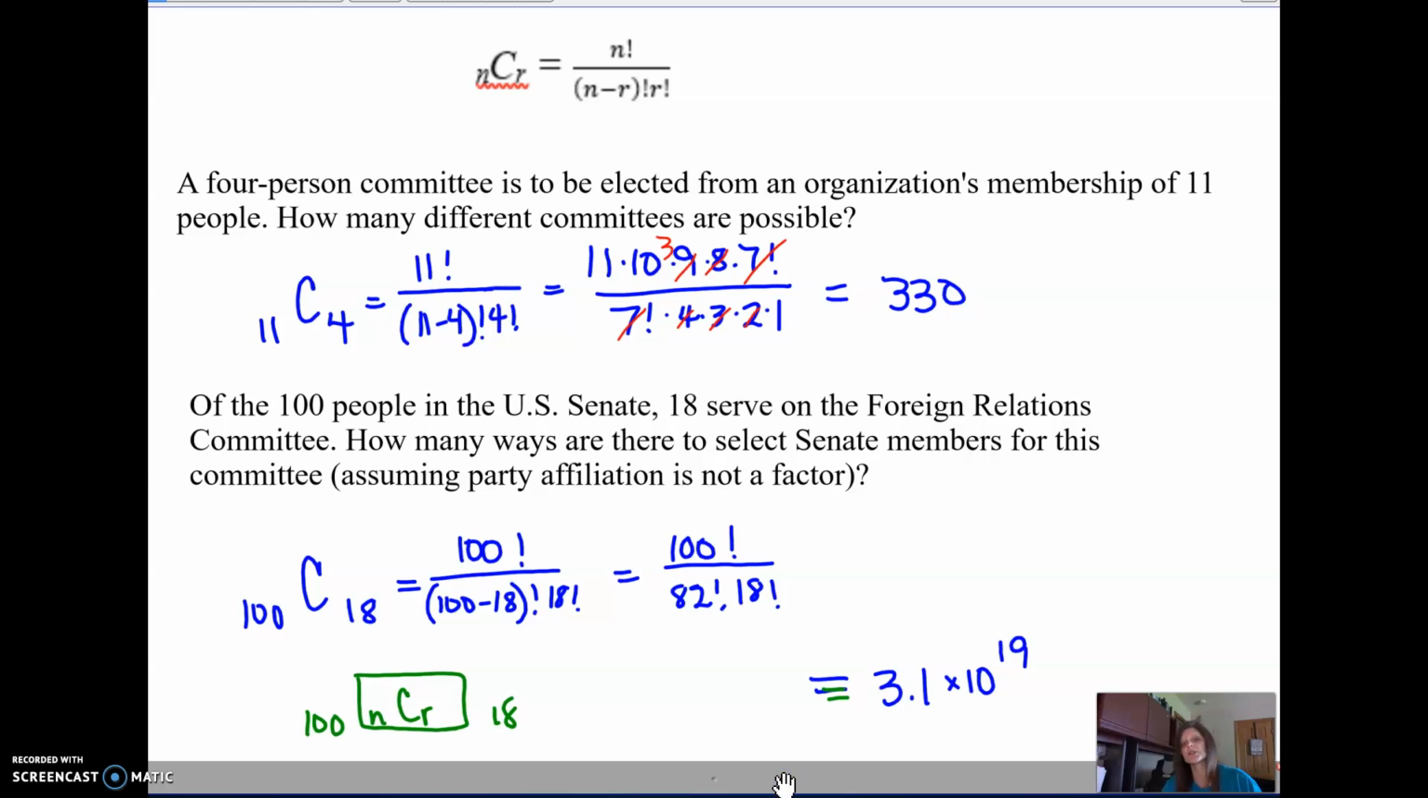So again, on your calculators, you're looking for something that is nCr. Depending on what kind of calculator you have, you either hit that button and then put in the 100 and the 18, or you put in the 100, hit the button, and then the 18. I can't exactly say for sure. So if you can't figure it out, just let me know and we'll get you straightened out.